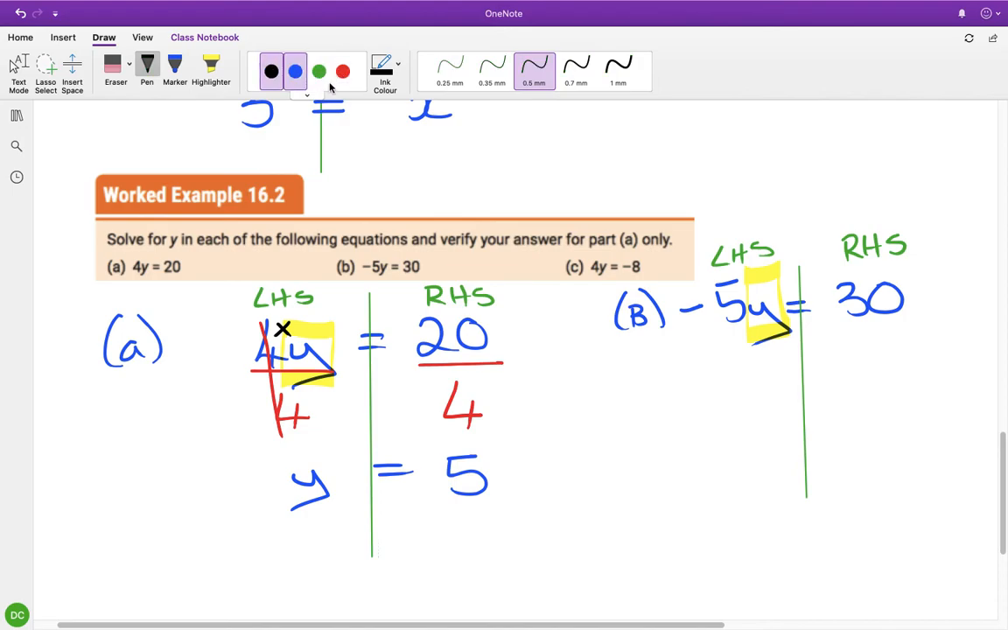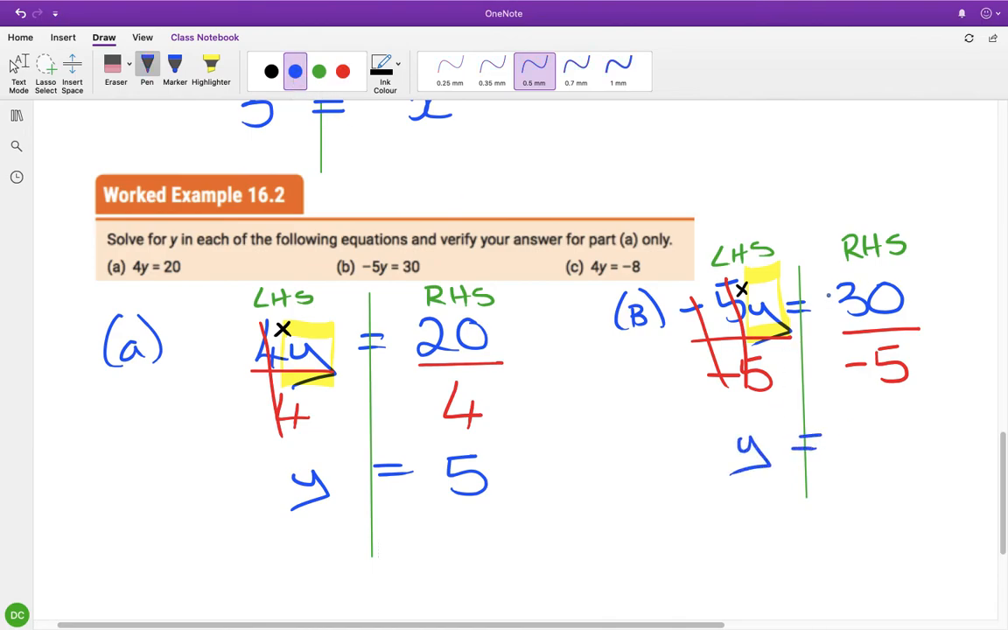So again, what's going on between the minus 5 and the y? It's being multiplied. What's the opposite of multiply? It's divide. So if this y is being multiplied by minus 5, then to do the opposite, I have to divide it by minus 5. That will take out the minus 5. And for balance, if I divide by minus 5 on the left, I must divide by minus 5 on the right. So now the y is isolated as I want it.